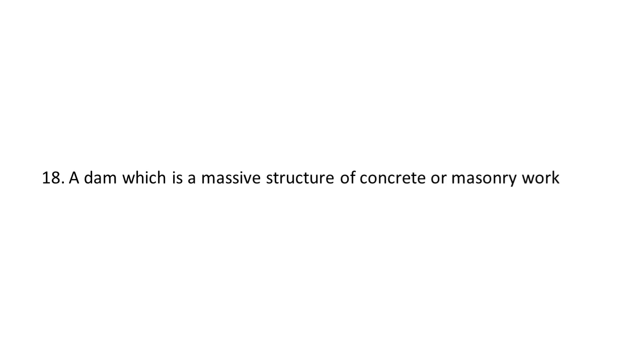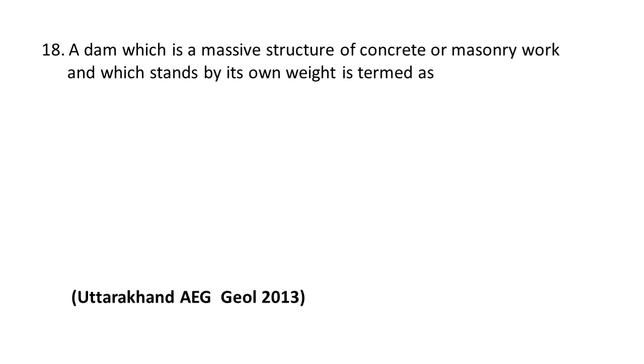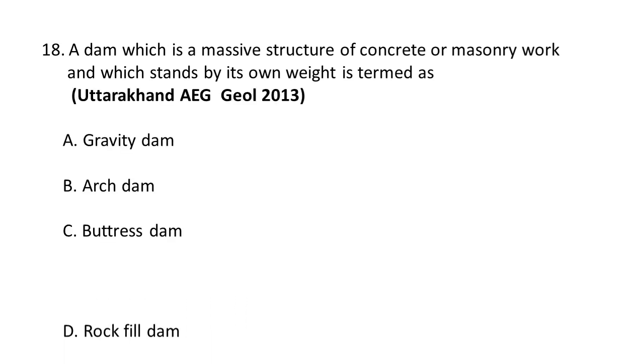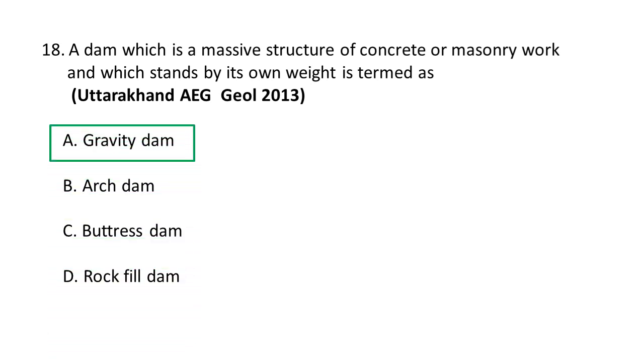Next question. A dam which is a massive structure of concrete or masonry work and which stands by its own weight is termed as A. Gravity dam, B. Arch dam, C. Buttress dam, and D. Rockfill dam. It is termed a gravity dam. A gravity dam uses its own weight to resist the forces of water pressure, overturning, and sliding. Gravity dams are typically built from concrete or stone masonry and are designed to be stable and independent of other sections of the dam. So A, gravity dam, is the correct option.